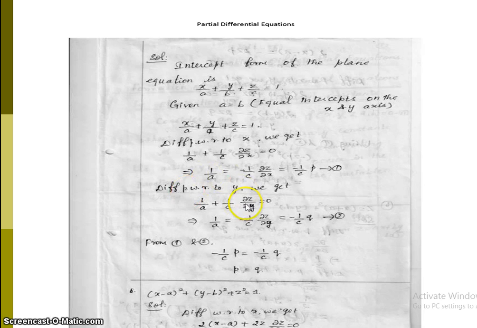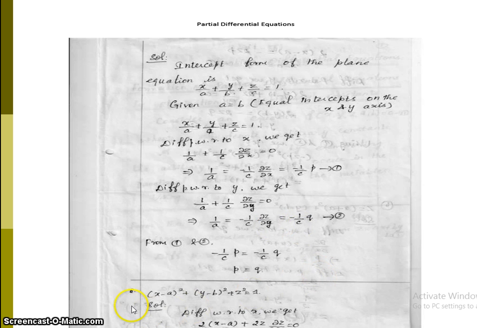So this is a very important problem. Planes intercepting the x and y axes have the equation x by a plus y by b plus z by c equal to 1. Then it is given that the x and y intercepts are equal, therefore we can take a equal to b, replace it, and then as per the usual procedure we can find the solution.